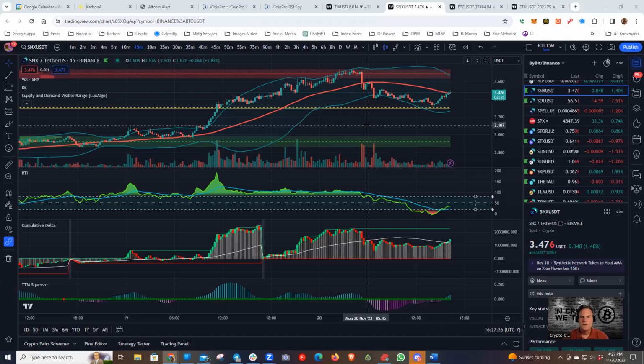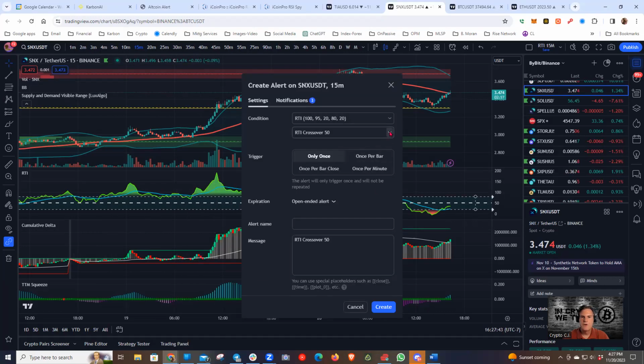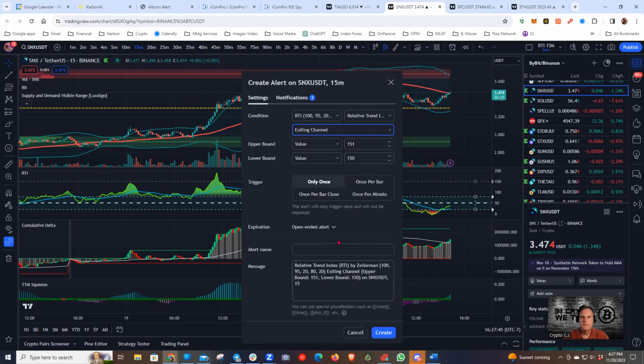Cool. So let's look at the alert options for the trend trades going above 80. These are doing really well. The dip below 20, not so much. So again, on the RTI, for the trend, we're going to exit the channel. The channel is between 80 and 20, so it breaks above the 80 and crashes below the 20, hence the term exiting the channel. 80 and 20, once per bar close, and you guys know the rest.